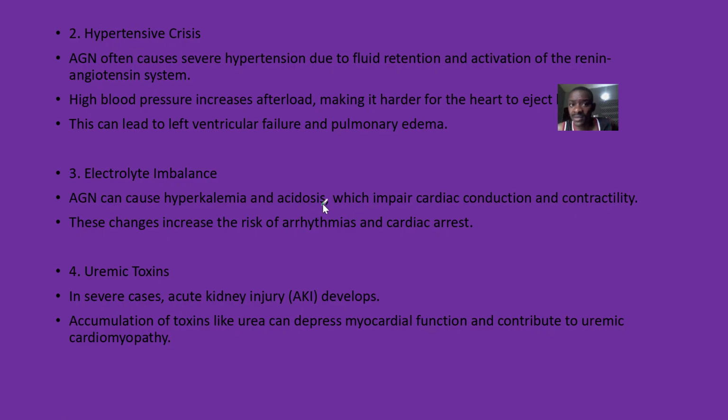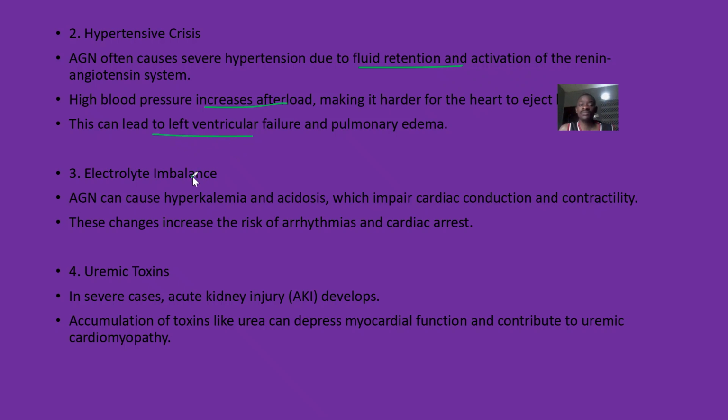Another reason could be hypertensive crisis. So this acute glomerulonephritis often causes severe hypertension. Your blood is flowing at a very high speed. Okay, now this is due to fluid retention and activation of the renin-angiotensin system. So high blood pressure increases afterload, making it very hard for the heart to be able to put out blood. All right, so it could lead to left ventricular failure and pulmonary edema.